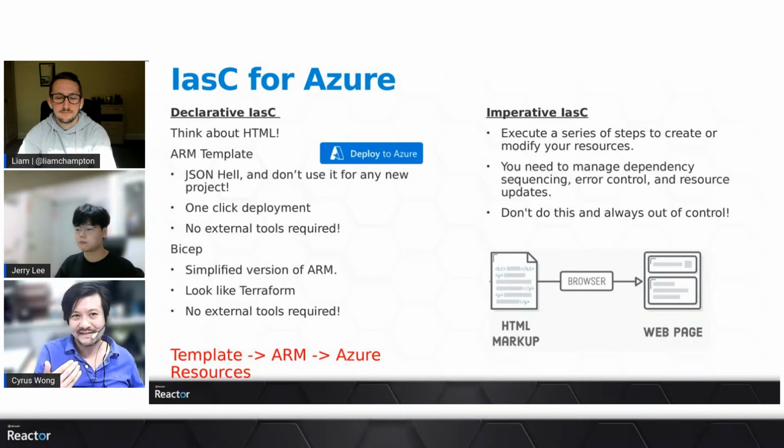Since this is a JSON object, you are manually writing JSON, but treating JSON like a program. It is very difficult to write, but using it is quite simple. You can do one-click deployment. And then, upgraded, you have Bicep. If you compare the syntax, you will feel it is like Terraform. It's similar to Terraform.